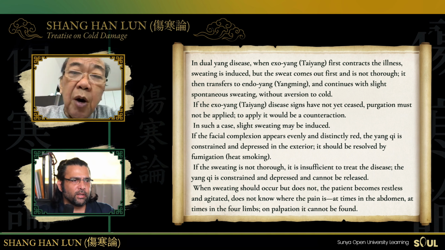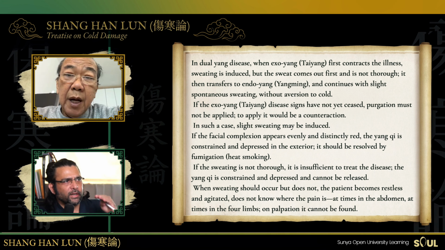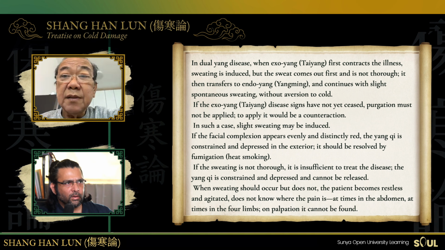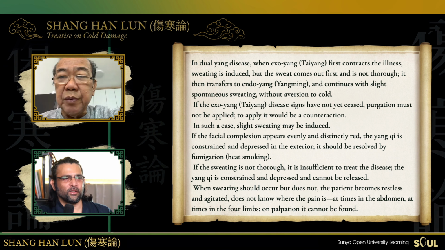The problem with the Shang Han Lun is that it has been disturbed and then corrected by students, so there are add-ons. This one doesn't look logical, because Zhang Zhongjing is very concise. He does not talk so much. So we suspect that this part is by his student, not by him. So fumigation you just ignore it. We don't do that.